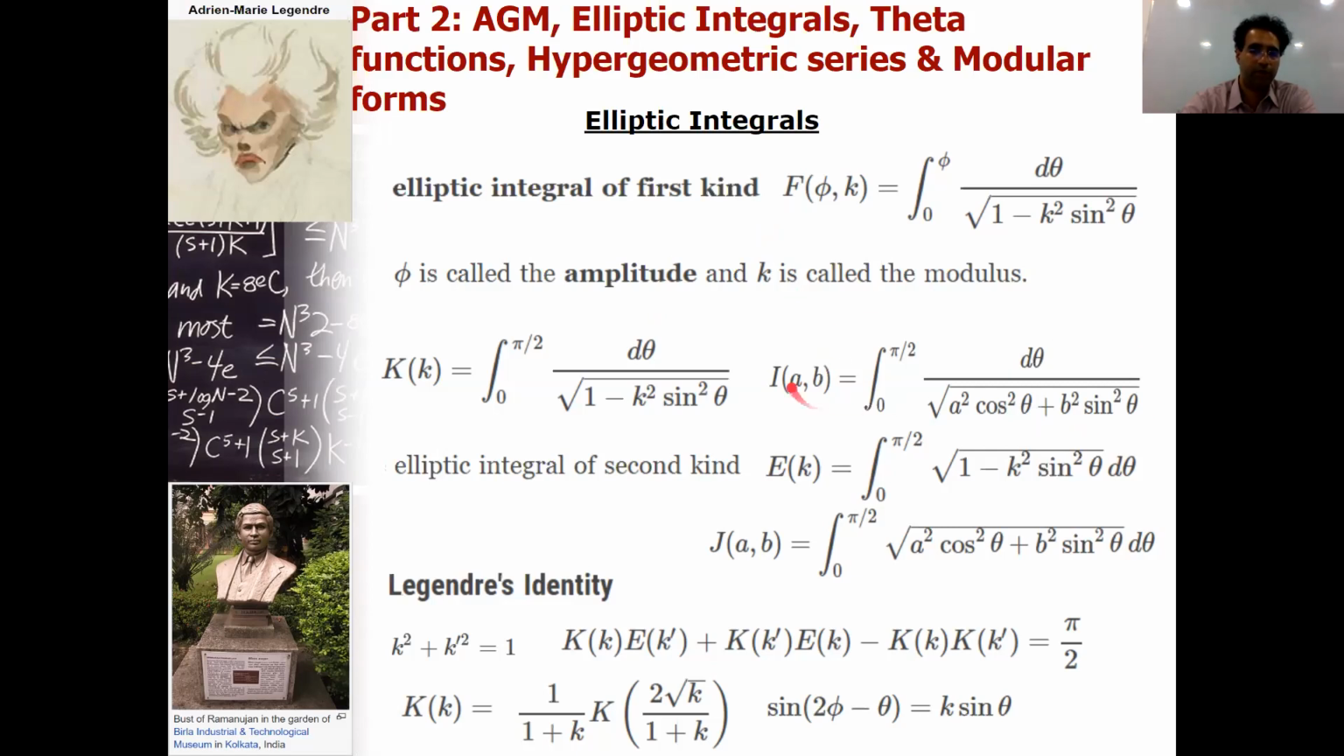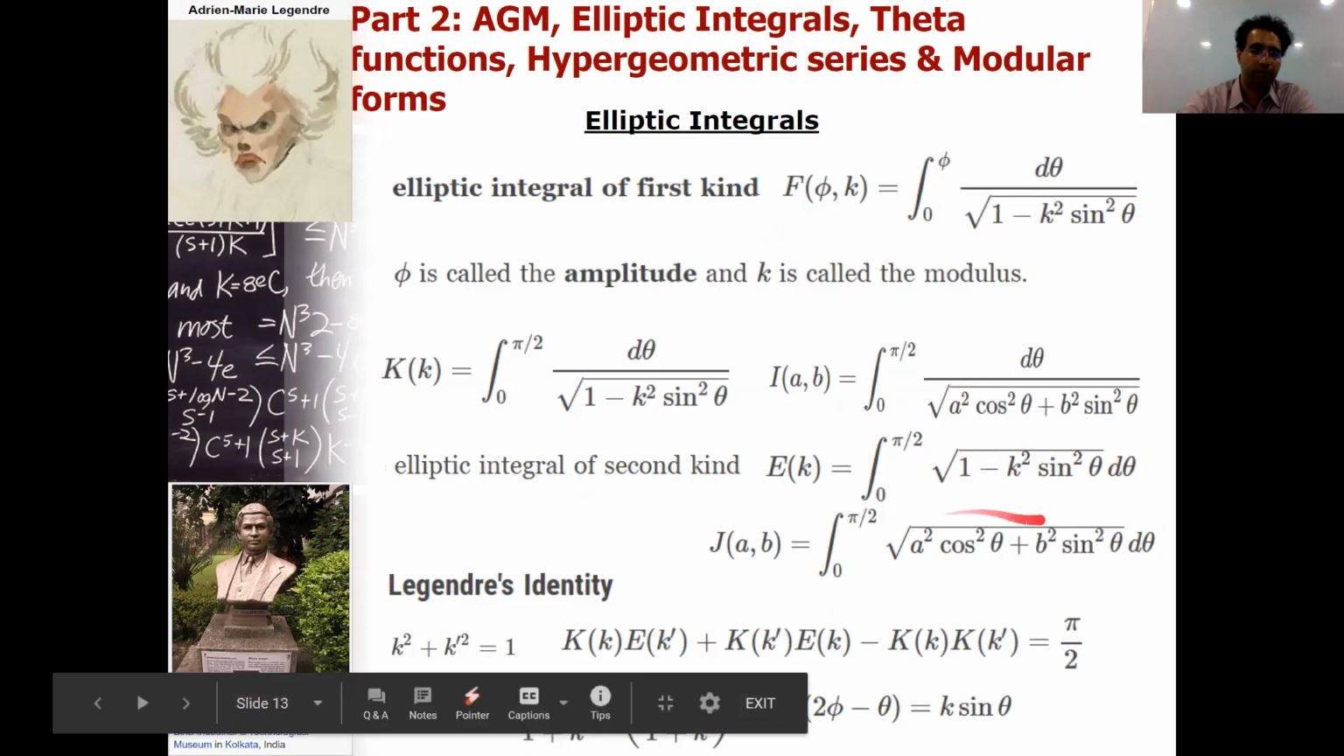So this is the elliptic integral of the first kind, and then you can express this in something called a symmetric form using a square cos square theta and b square sine square theta. And then you have something called the elliptic integral of the second kind, which is a little different from the first kind. Here you don't have a denominator, and here also you have a symmetric form, which you express as square root of a square cos square theta plus b square sine square theta.